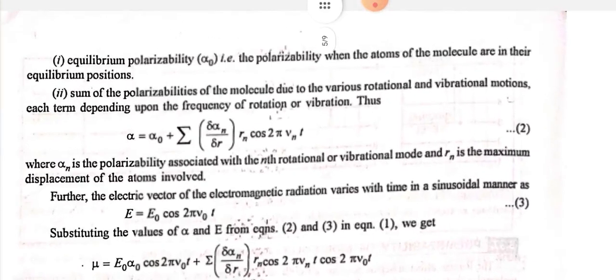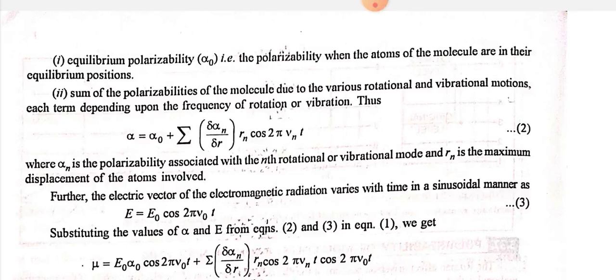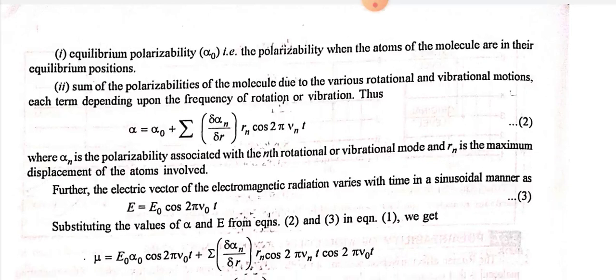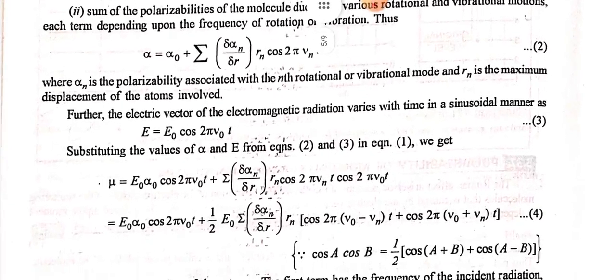The first is the equilibrium polarizability alpha naught, that is, the polarizability when an atom or molecule is in the equilibrium position. Second, the sum of the polarizabilities of a molecule due to rotational and vibrational motions, each term depending on the frequency of rotation or vibration. Thus, alpha is equal to alpha naught plus summation of delta alpha n upon delta r into rn cos 2 pi nu n t, where alpha n is the polarizability associated with the nth rotational or vibrational mode, and rn is the maximum displacement of the atoms involved.